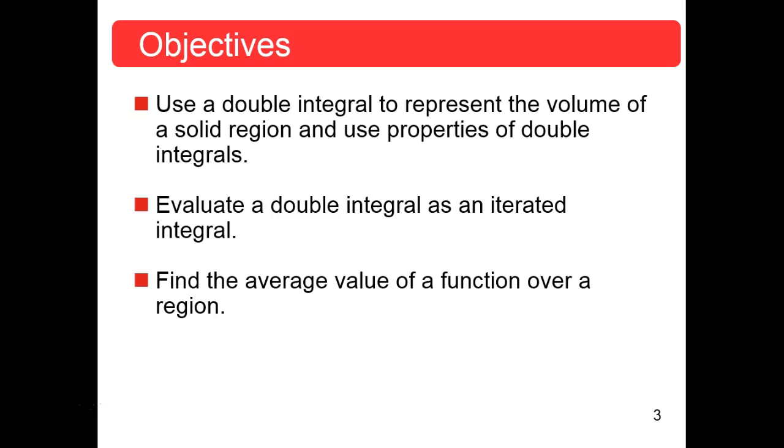Use a double integral to represent the volume of a solid region and use the properties of double integrals. We'll evaluate a double integral as an iterated integral, which we were just doing, and we will find the average value of a function over a region, which sounds like what we used to do with single integrals, too. It must be a two-dimensional function.